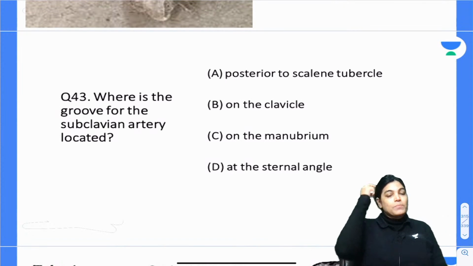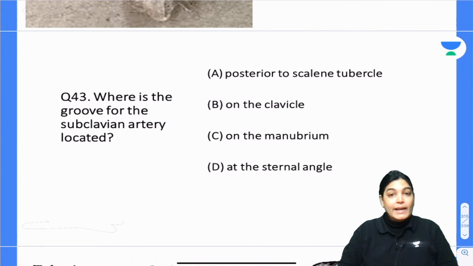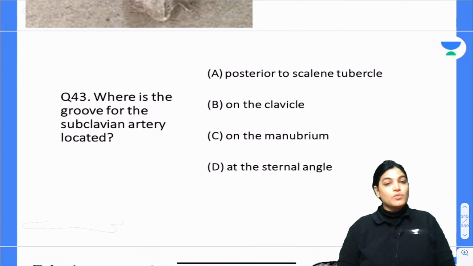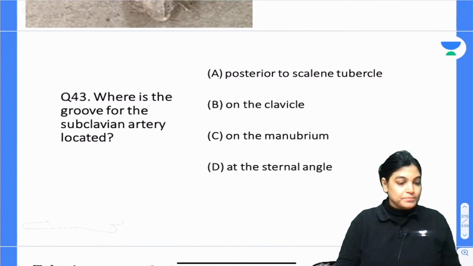Question number 43. Where is the groove of the subclavian artery located? Posterior to the scalene tubercle, on the clavicle, on the manubrium, or at the level of the sternal angle? What is the correct answer? Question number 43: the exact location of the subclavian artery groove.